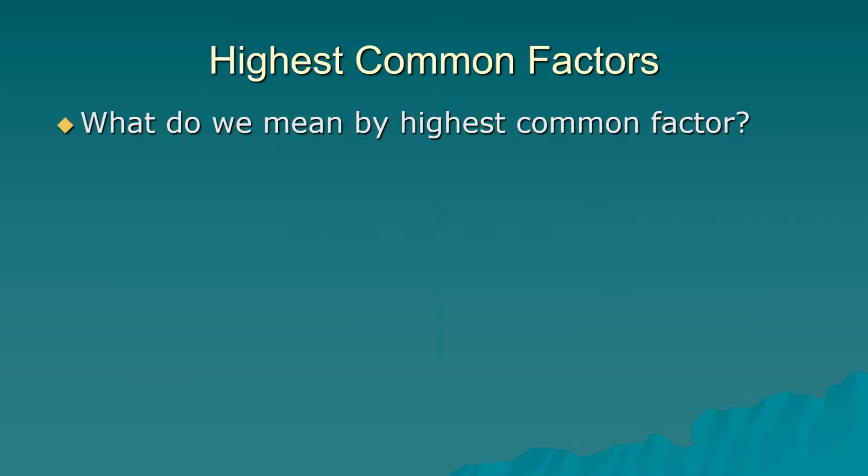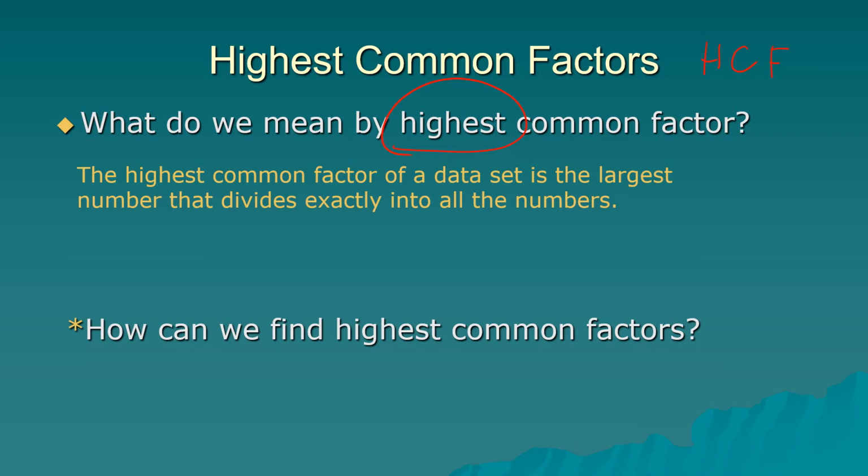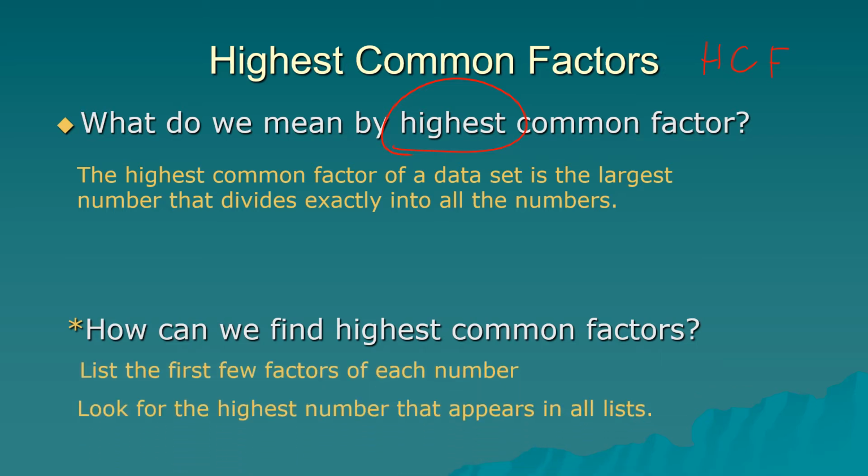Now, our topic is about highest common factor. What do we mean by the highest common factor, or also known as HCF? The highest common factor of a dataset is the highest number that divides exactly into all the numbers. We'll have an example in a bit. Now, how can we get the highest common factor? Well, there is this method called listing. First, we list the first few factors of each number, and then we look for the highest number that will appear on the list.